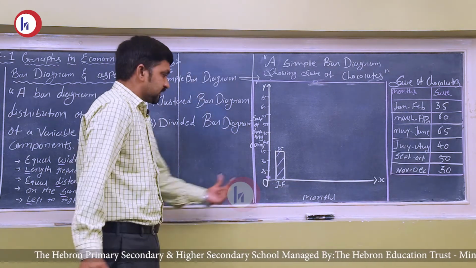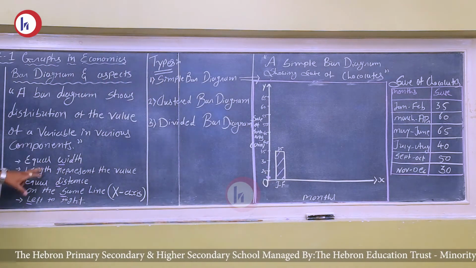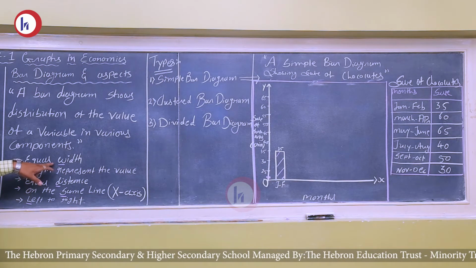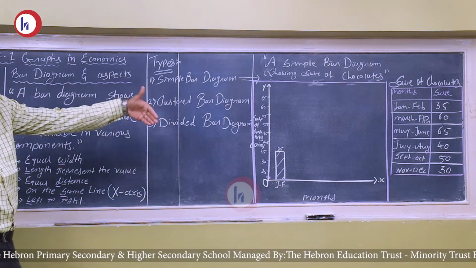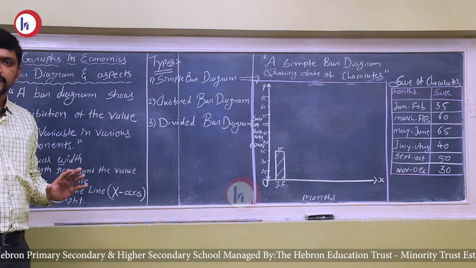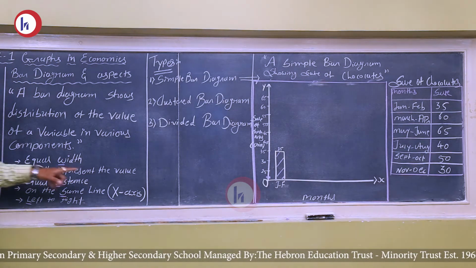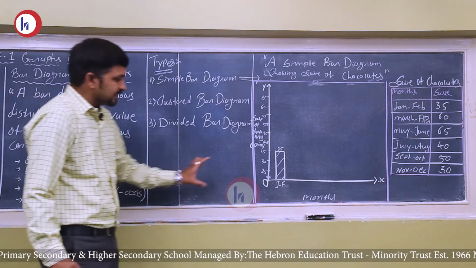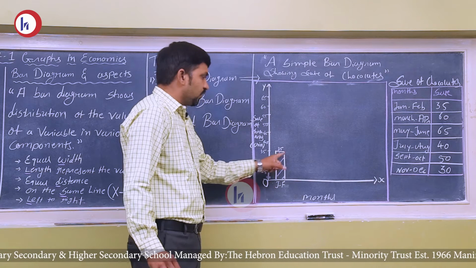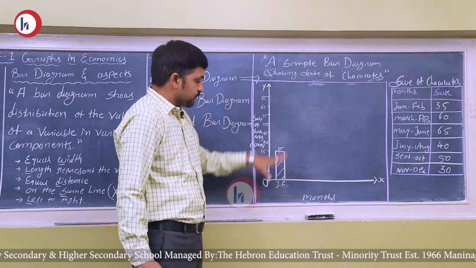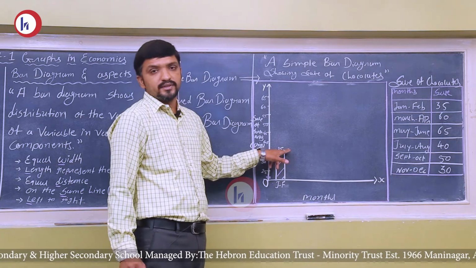Now see, the width does not represent the value as we have seen in case of aspects. Point number one, equal width. All bars we are going to draw with the equal width. It does not represent the value, but number two, length represents the value. So this length of the bar represents that sale of chocolates during the month of January and February is 35 units.